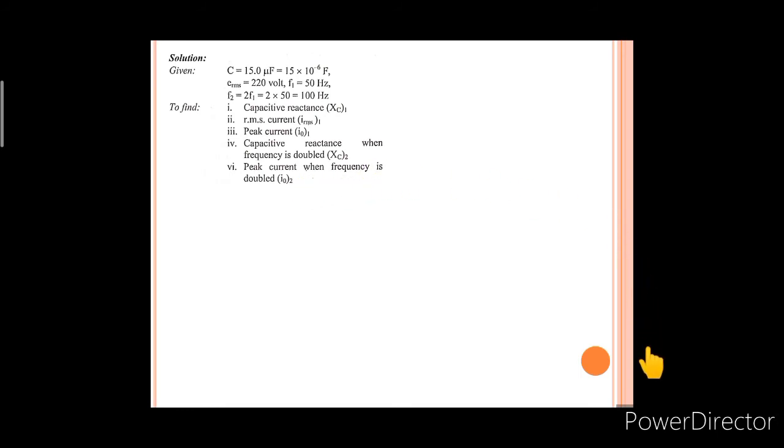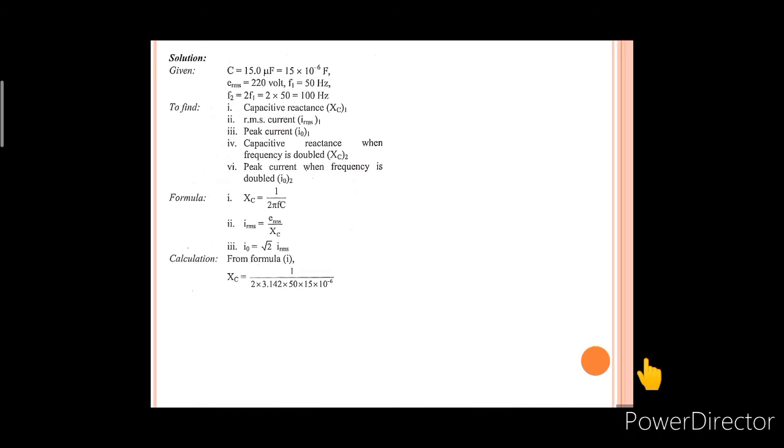Now let's see the formula that we will use over here to solve this numerical. First of all, we have to use the formula Xc = 1/(2πfC). Second formula we are taking as Irms = Erms/Xc, as Xc is nothing but the ratio of RMS values of EMF to the current. And third formula we will use here as I0 = √2 Irms. Let's see the solution.